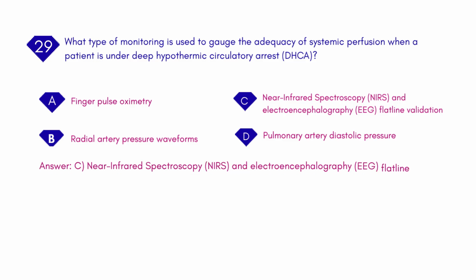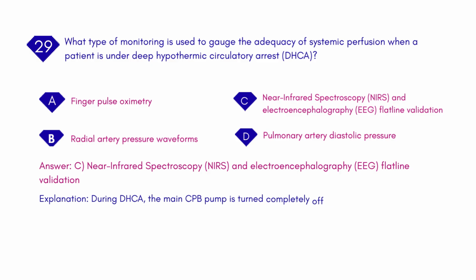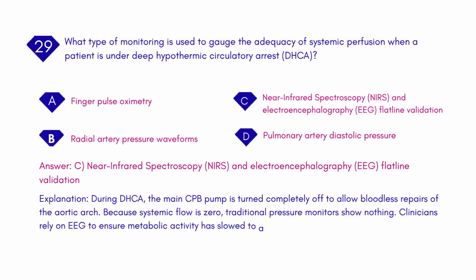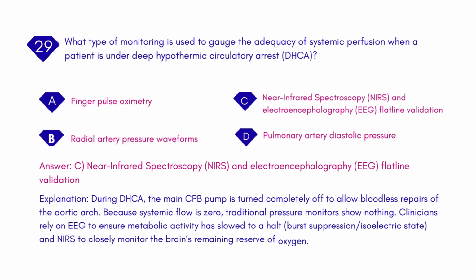Answer: C. Near-infrared spectroscopy, NIRS, and electroencephalography, EEG, flatline validation. Explanation: during DHCA, the main CPB pump is turned completely off to allow bloodless repairs of the aortic arch. Because systemic flow is zero, traditional pressure monitors show nothing. Clinicians rely on EEG to ensure metabolic activity has slowed to a halt, burst suppression/isoelectric state, and NIRS to closely monitor the brain's remaining reserve of oxygen.